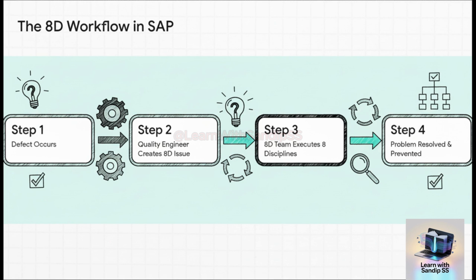It all starts with that initial defect. From there, Healy, our quality engineer, creates something called an 8D issue. Think of this as the main project file. It becomes the central hub that guides the team through all 8 disciplines all the way to a final resolution.